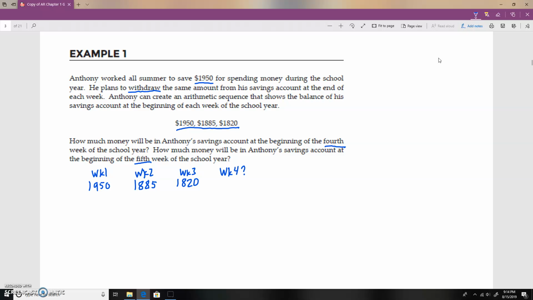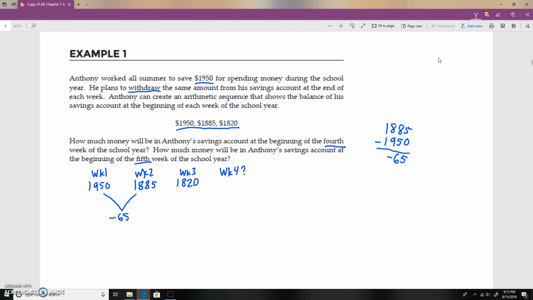If we look at this, and we compare week 1 and 2 together first. From week 1 to week 2, in week 2 he had $1,885. If I want to see the difference between those two, I could subtract week 1, $1,950. And when I do that subtraction, I get negative $65. It's negative because he's withdrawing. He's taking money out.